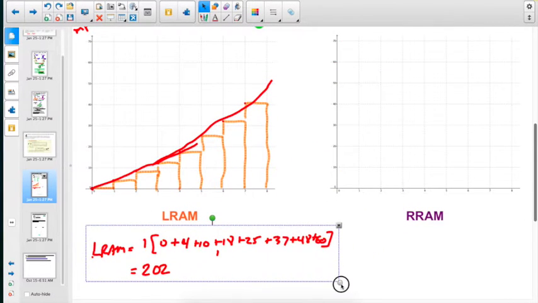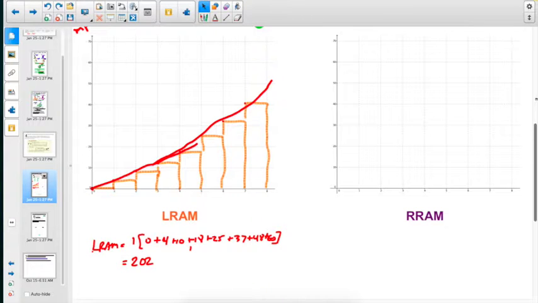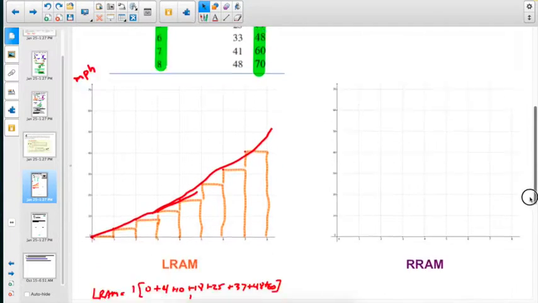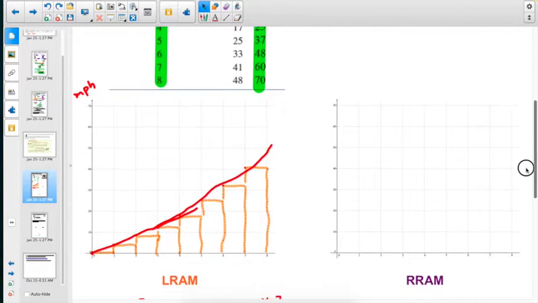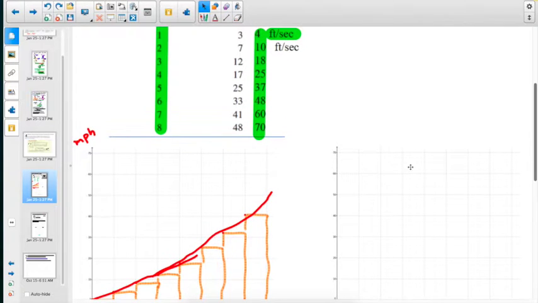Okay, so let's see what we get for our right RAM now. So if we look at graphing that, we'll kind of start from scratch here. Again, we're going to graph in miles per hour. So the first mile per hour is 0.